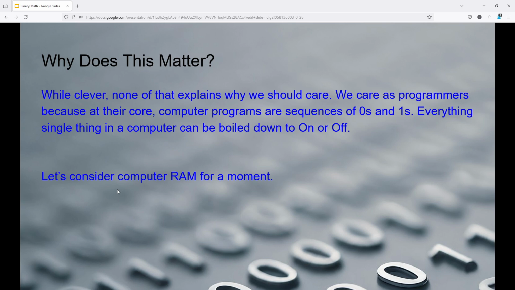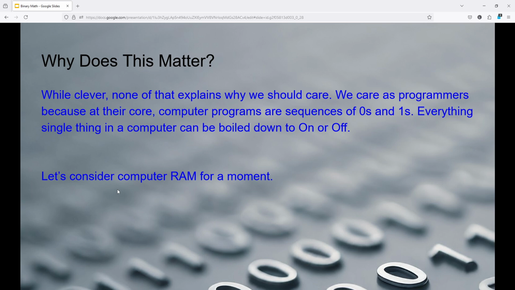But, okay, practically speaking, why do we care? Why does this matter? Well, as programmers, we care because at their core, computers are sequences of zeros and ones. Everything in a computer at some point can be reduced to a sequence of on or off, 0 or 1. Every aspect of computing is touched by this.